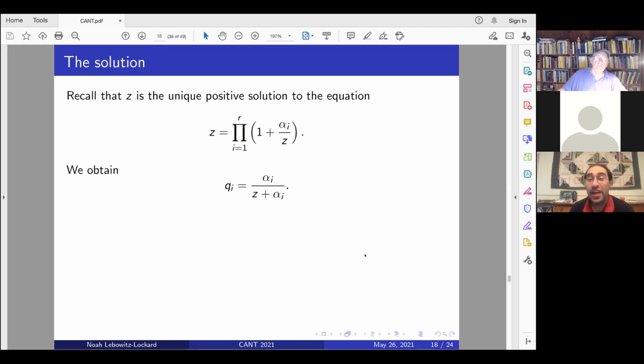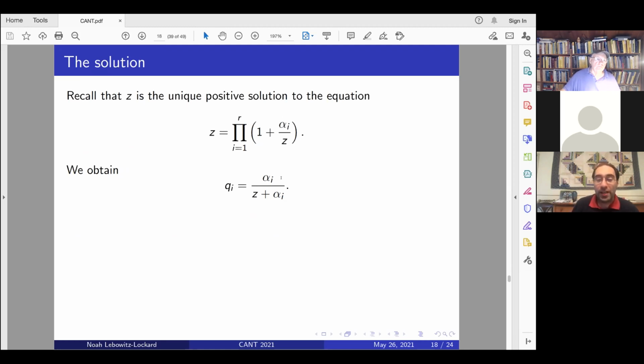And now we can actually find the values of q. And amazingly, it actually comes back to z, which we saw earlier. So we saw that z was the unique positive solution to the equation z equals the product of 1 plus alpha_i over z, as i ranges from 1 to r. And we get q sub i is alpha_i over z plus alpha_i. So we never should have been factoring into primes in the first place. In a sense, we should have been factoring into these q sub i's, which happen to have this nice formula.